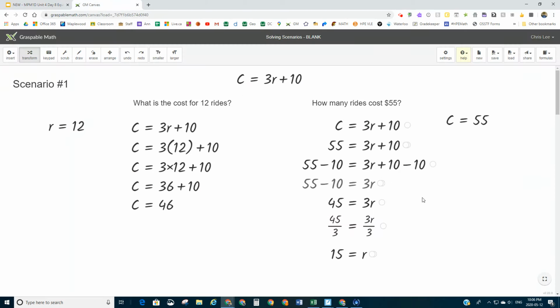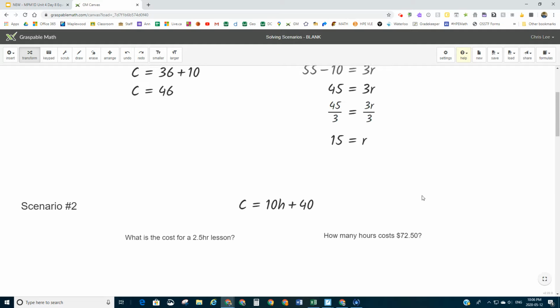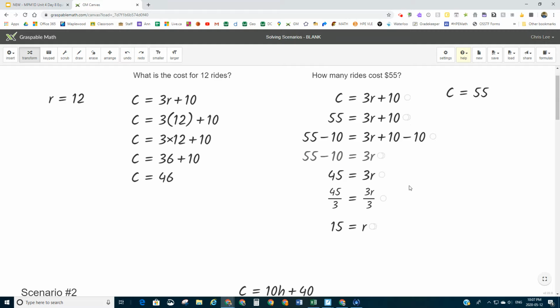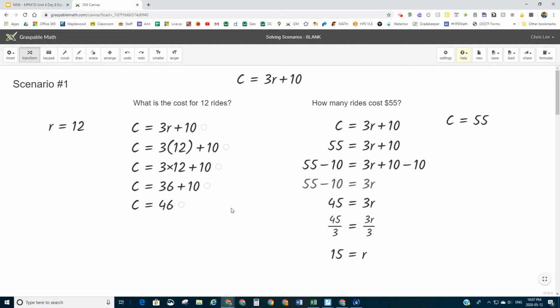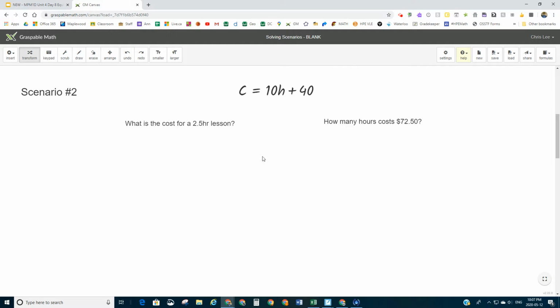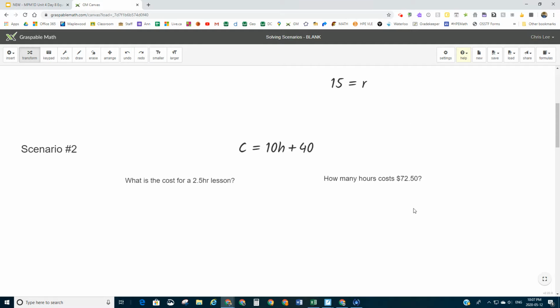So what I'm going to challenge you to do now is go off and try the other scenarios using Graspable Math. You might want to keep this video open to help you go through the steps, and you can then try those steps to answer the other questions. The purpose of this is twofold. One is just get used to the Graspable Math canvas so that we might be able to use this in the future. And secondly, just to remind how we solve equations.